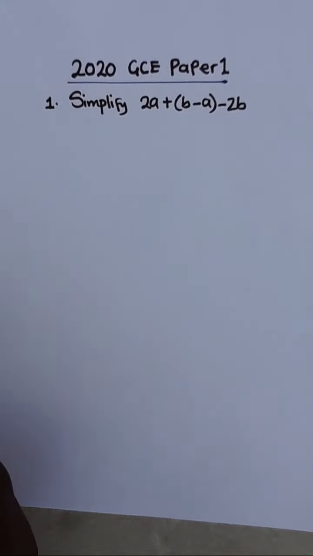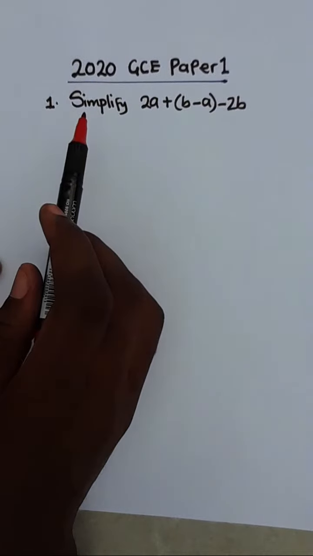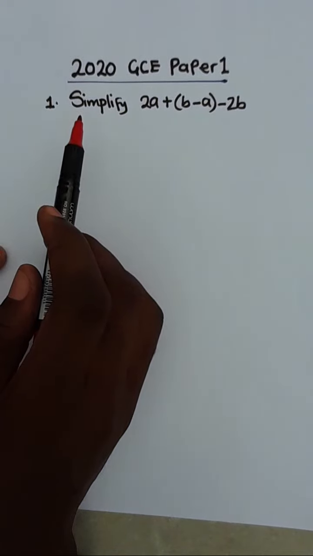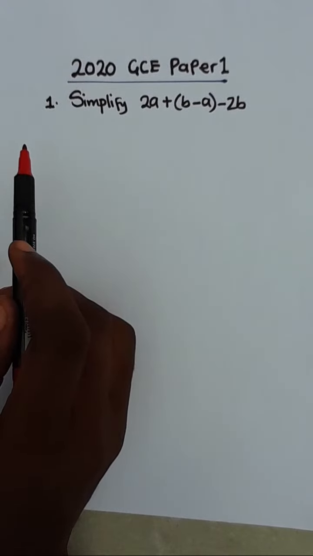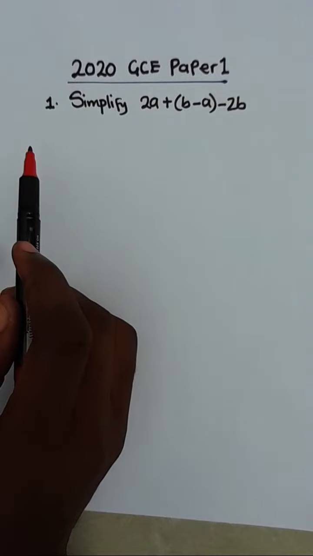In this video, we are going to look at the 2020 GCE Mathematics Paper 1. So we are going to concentrate on question 1 to question 5.